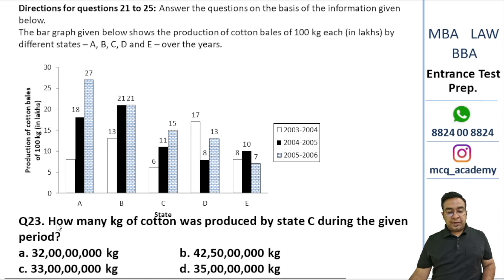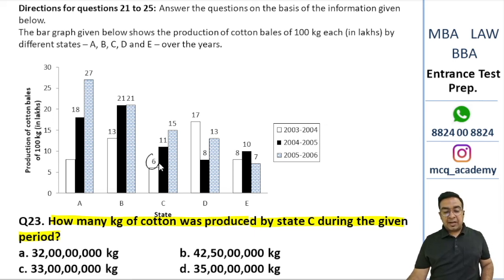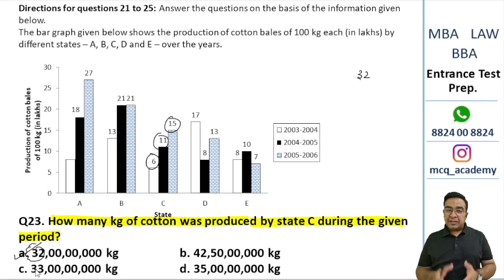Question number 23. How many kg of cotton was produced by state C during the given period? तो total C का देखिए कितना बन के आ रहा है. 6 plus 11, 17 plus 15, that is equal to 32. So we have got just one option which has got 32 as the initial two digits. Therefore, we can mark option number A as the answer to this question. We do not need to get into the calculation of zeros. Straight away mark A as the answer to this question.